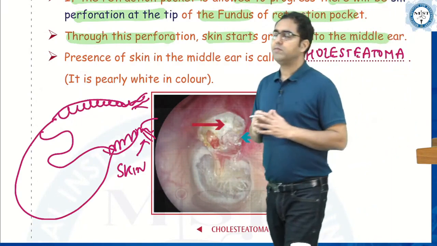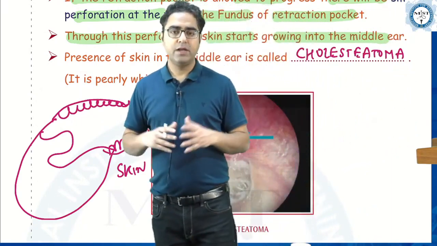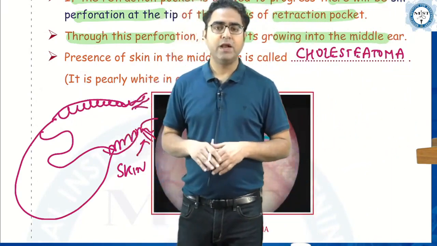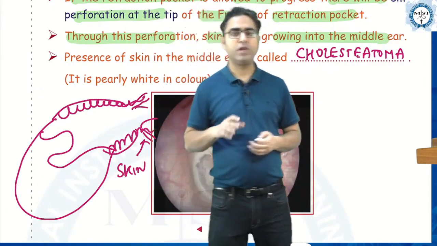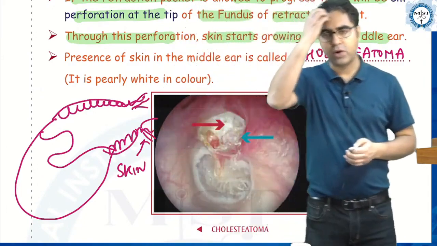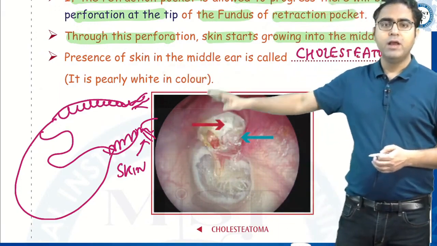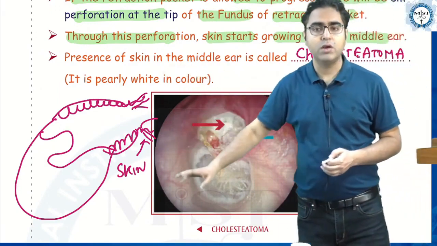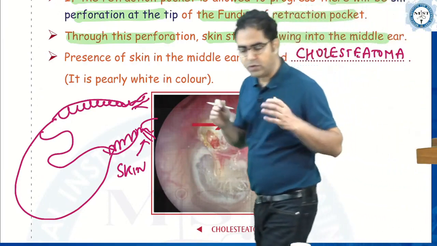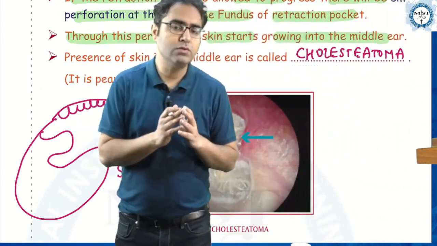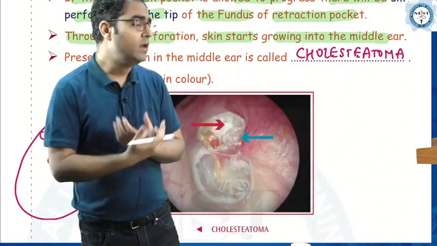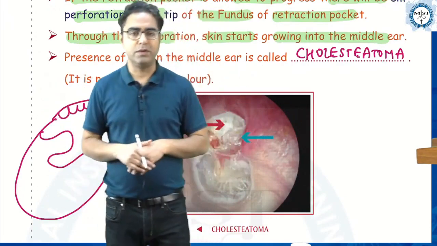Guys, please understand. Retracted TM, retraction pocket. One day, the retraction pocket will rupture and there will be a perforation at the tip of the fundus of the retraction pocket. Through this perforation, skin will grow into the middle ear. Skin in the middle ear is technically called cholesteatoma. Today you understand what cholesteatoma is. It is not very difficult to understand.